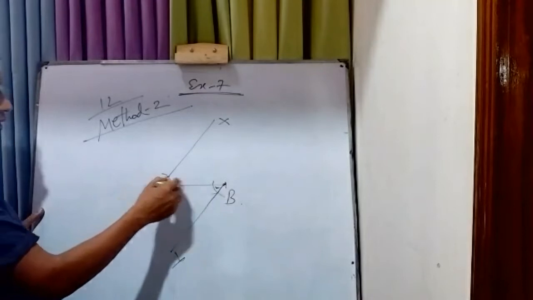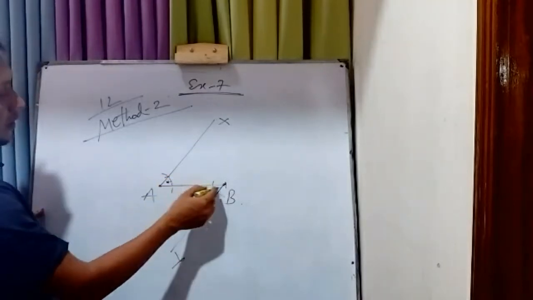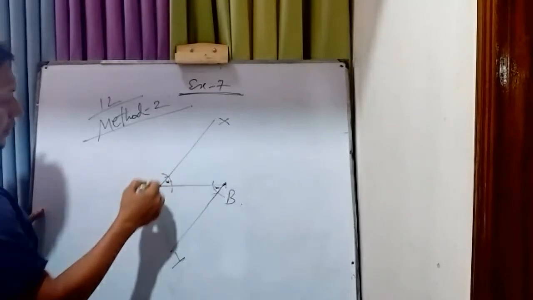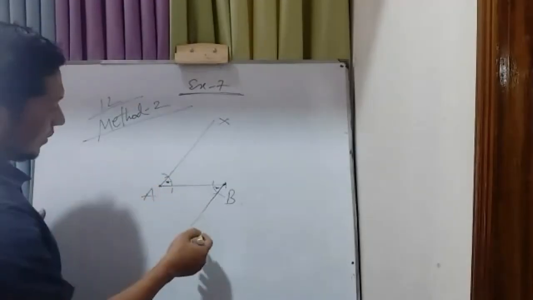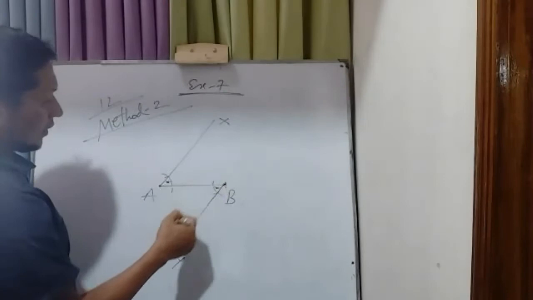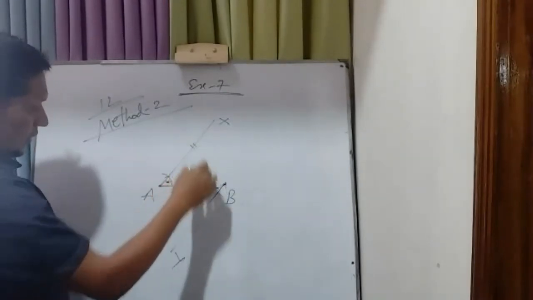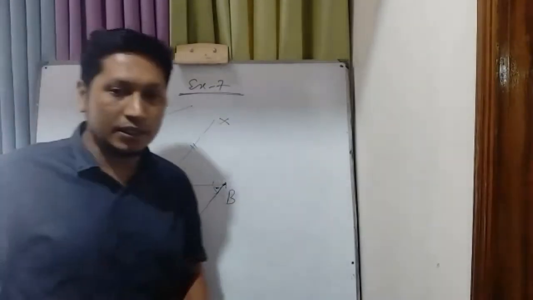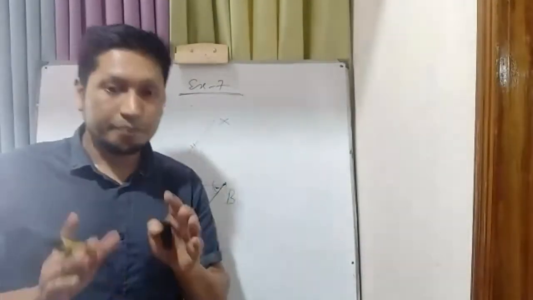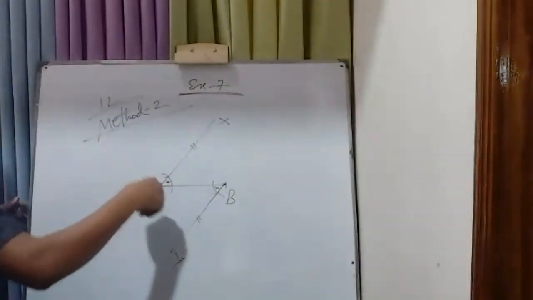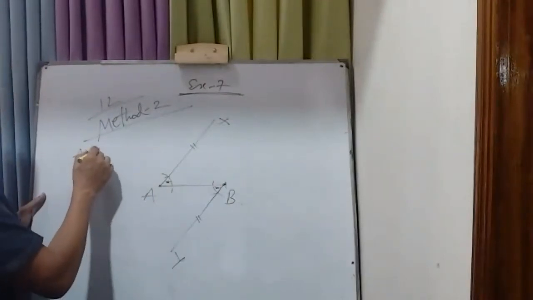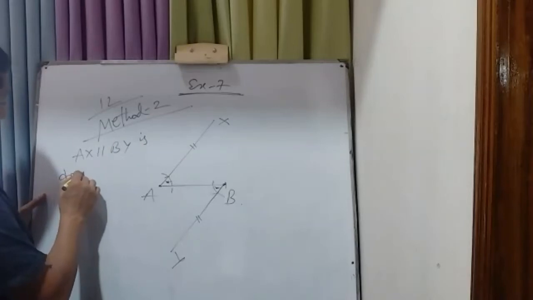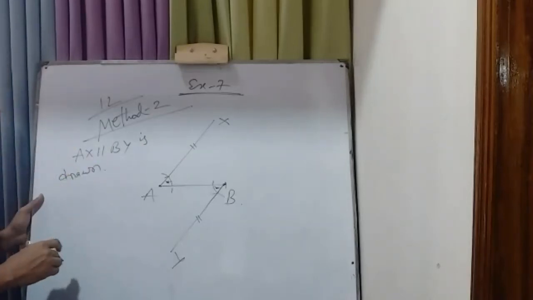That is, these two angles must be equal. And since the two angles are equal and they are called alternate angles, you can see angle BAX and ABY are alternate to each other. So since they are alternate angles and they are equal, AX and BY must be parallel. You must draw in such a way that the two lines are parallel to each other. Okay. So AX parallel to BY is drawn.